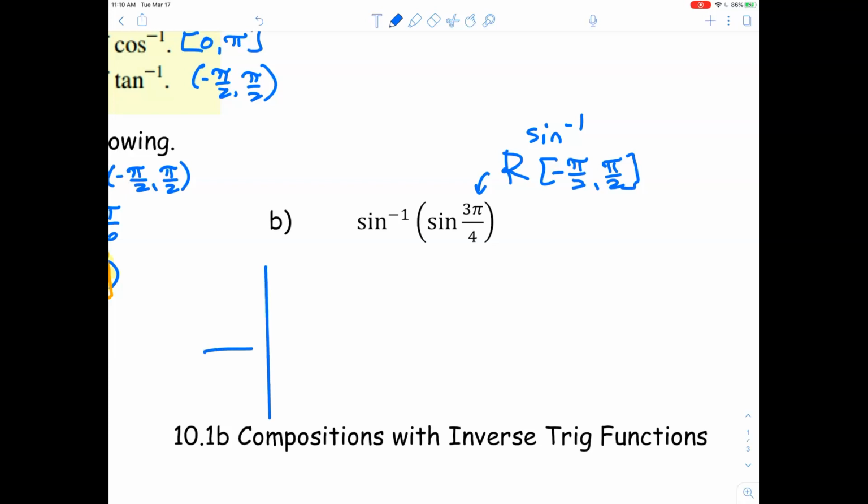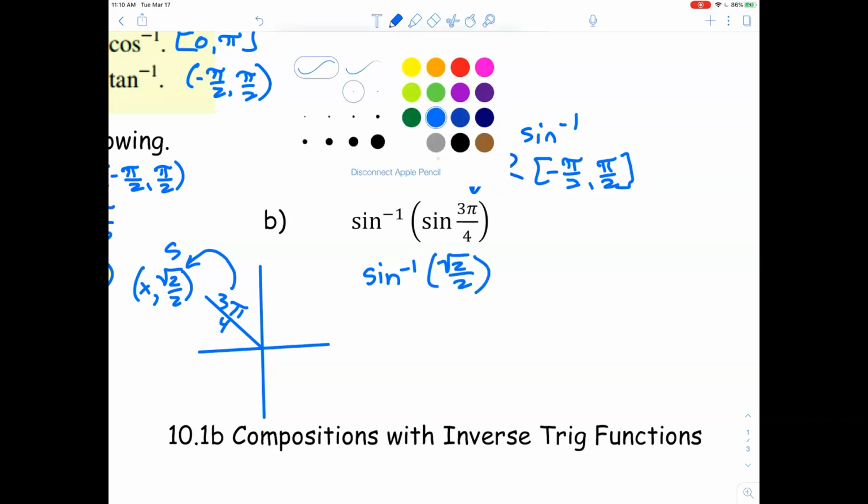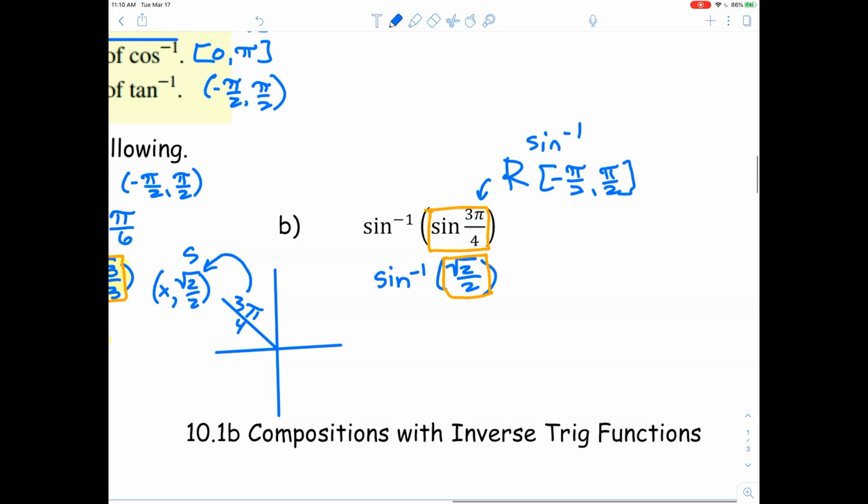So let's go to 3 pi over 4, which is here, and our value for sine here is the square root of 2 over 2. We don't need the x value for this. We just need the sine value. So we are going to replace sine of 3 pi over 4 with its value of the square root of 2 over 2. So I'm just doing a replacement composition here. And then we will evaluate sine inverse of the square root of 2 over 2.